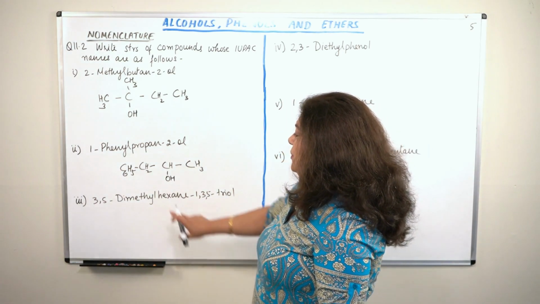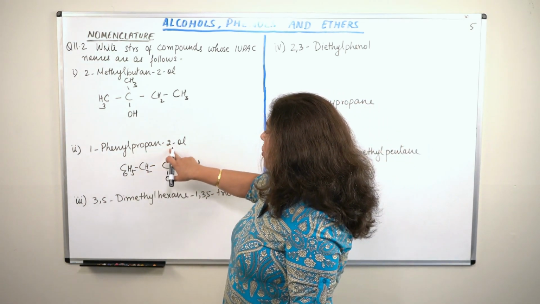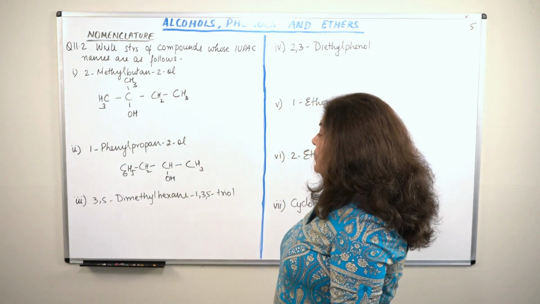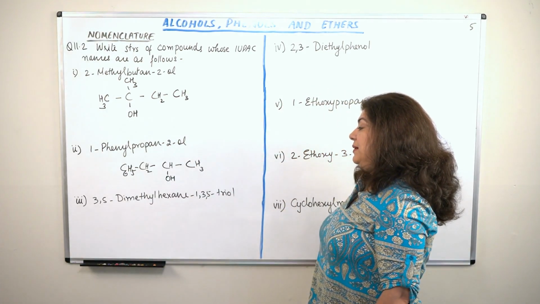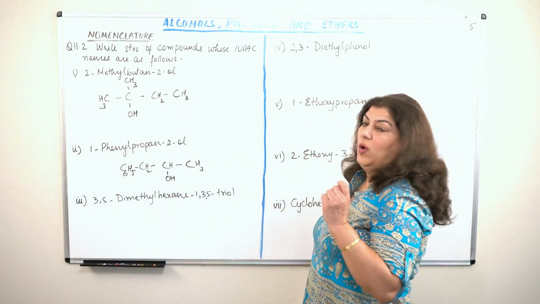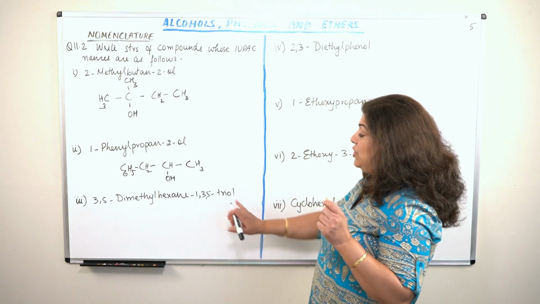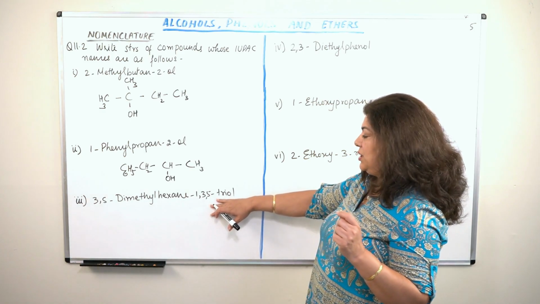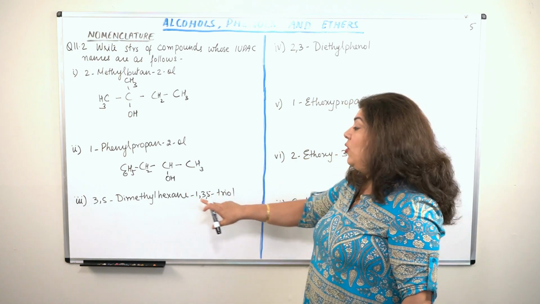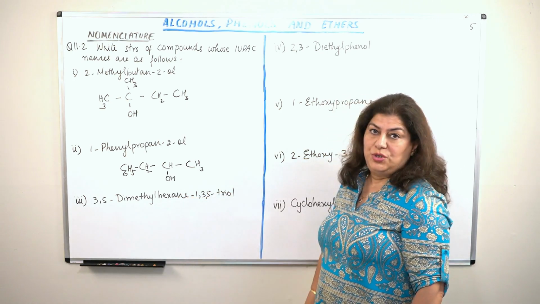1 phenyl, the phenyl is on the first carbon, the ol is on the second carbon. Next compound, 3,5-dimethyl hexane 1,3,5 triol. Where is the word root? Which part has the alcohols? The hexane has the alcohols. So hexane is my word root.